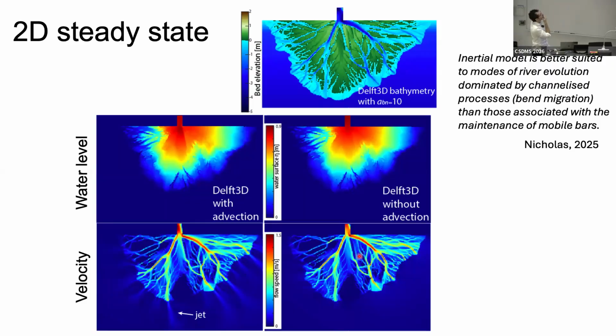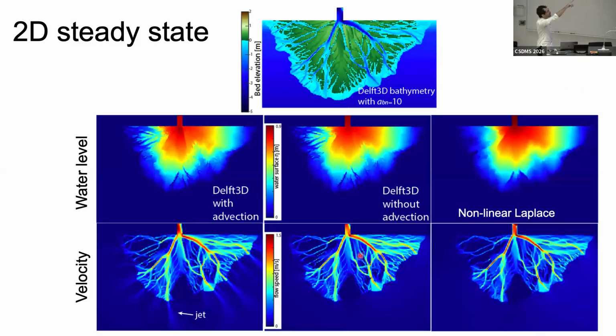And actually, quoting a paper from last year from Nicolas, the inertial model, which is the model without the advection, works very well when you already have channels, mostly because the conservation of mass dominates the flow, so even neglecting the advection of momentum, it works very well. The bottom is the velocity, and the top is the water level. And again, you are very, very close. Within the delta it is within 1%.